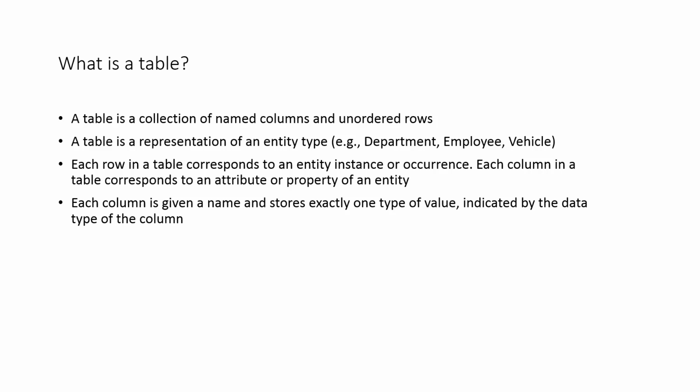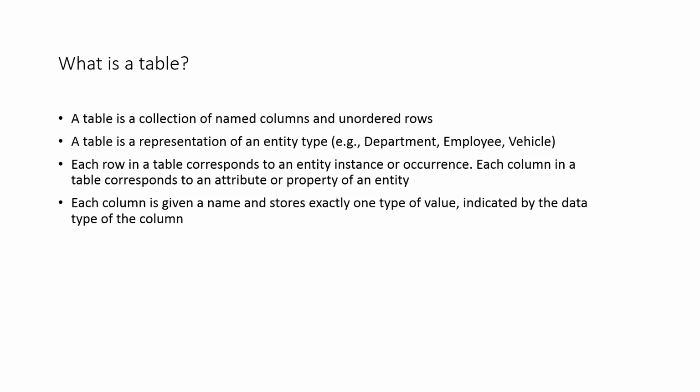So we would have a department table, an employee table, a vehicle table, where each row would correspond to one instance of the entity type. So for the employee table, we would have one row corresponding to the employee named Mo, another separate row corresponding to the employee named Curly, and so forth. Each column within the table would correspond to an attribute or property or characteristic of an entity.